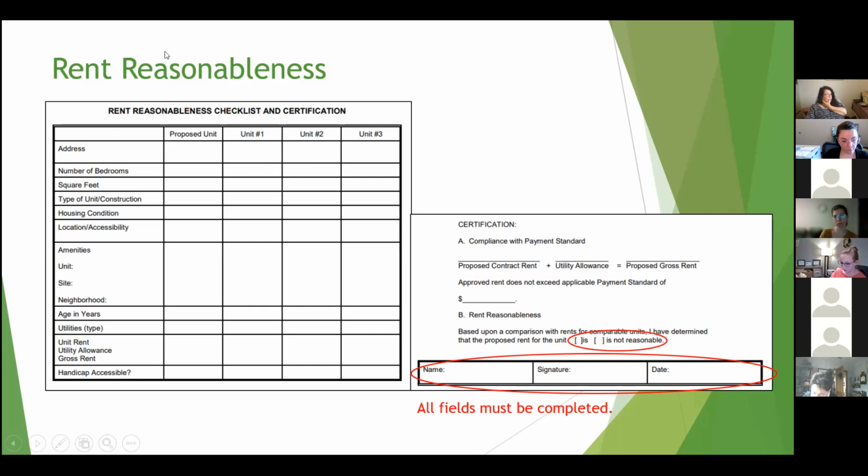But you can have the preset comparable units that you would just need to review at least once a year. And then when you have a new unit, you can just put in your proposed unit information, and then it's all good to go.